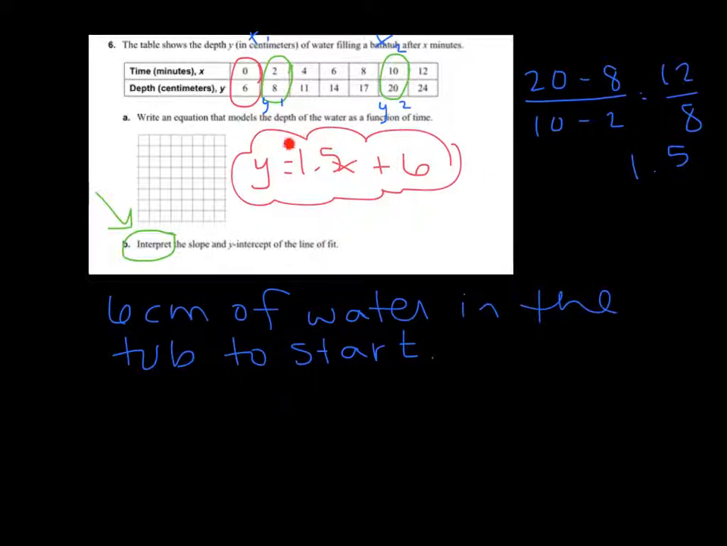Now remember, your slope or your rate of change represents how much your function is changing over time, in this case, because x was time. So for this one, we know that the water is increasing by 1.5 centimeters per minute. Okay? I know that it's increasing because my slope is positive. So the tub is filling at a rate of 1.5 centimeters per minute.